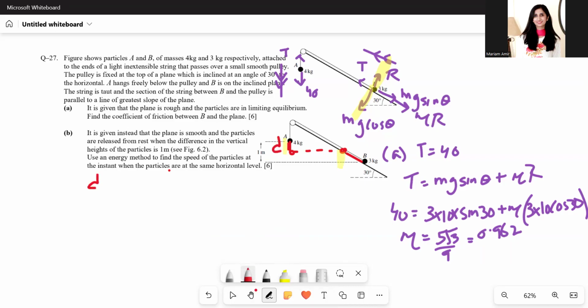So d is the distance covered by particle A from here to here. And this would be d as well. That would make this length d sine 30. And d plus d sine 30 equals 1. This will give us the value of d, which comes out to be 2 by 3.